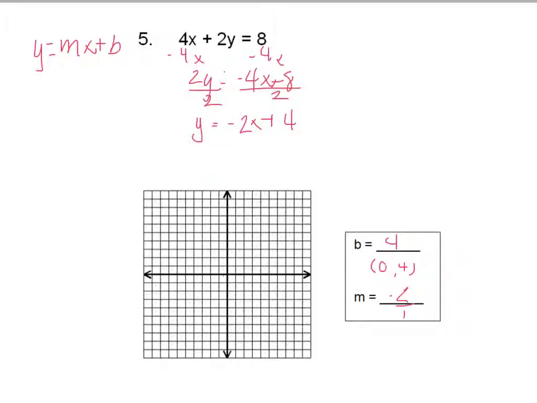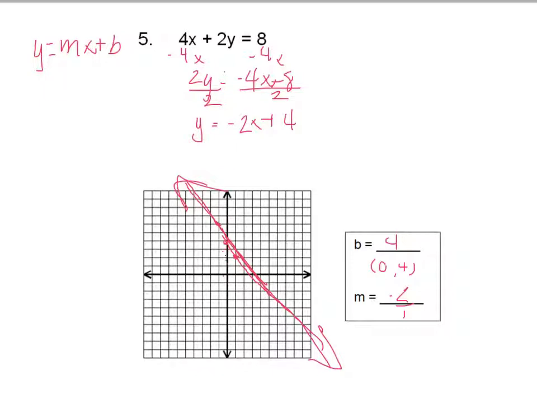Alright, so we plot my y-intercept, and then I'm going to go down 2 and right 1, giving me a falling line, a negative slope. Can also go up 2 and left 1. It's the same line. Oh dear. That's better. Hopefully you have better luck with a ruler than I'm having trying to draw these straight lines.